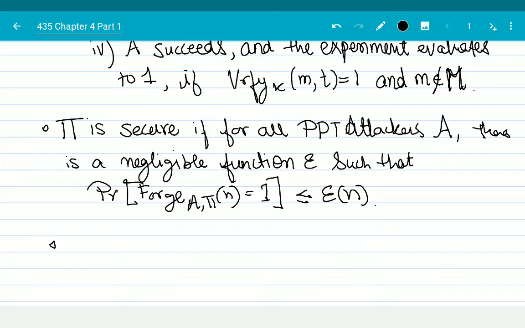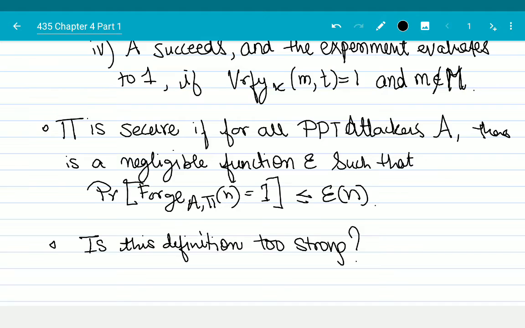Question, is the definition too strong? Is this something that we're talking about in the air? Is this too much to worry about? Is this definition too strong? Well, maybe it sounds too strong. It's not something that's unreasonably strong.